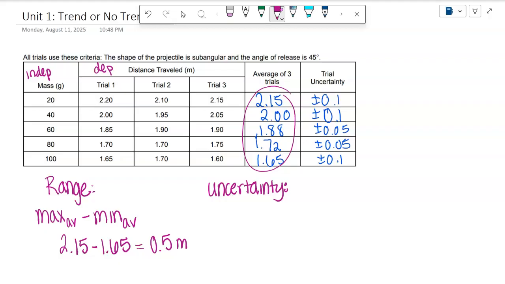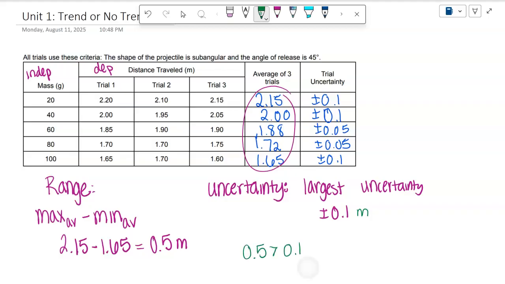When we look at our uncertainty, we're just looking at the largest uncertainty for the entire experiment, which is going to be our plus or minus 0.1. Now we're going to go ahead and compare these two values. This is also plus or minus 0.1 meters. And I see that 0.5 is greater than 0.1. So that tells me that my range is greater than my uncertainty.